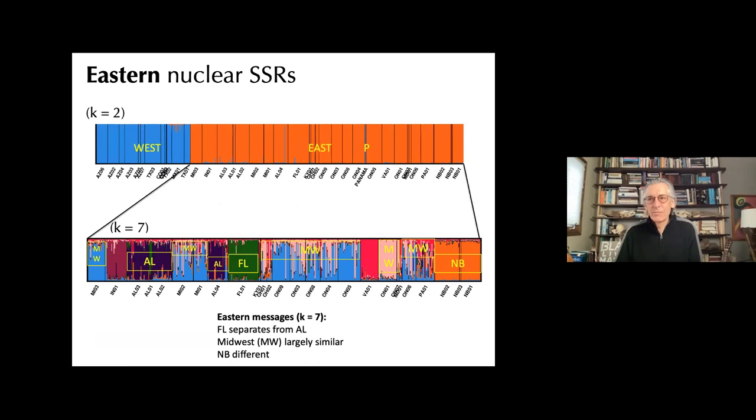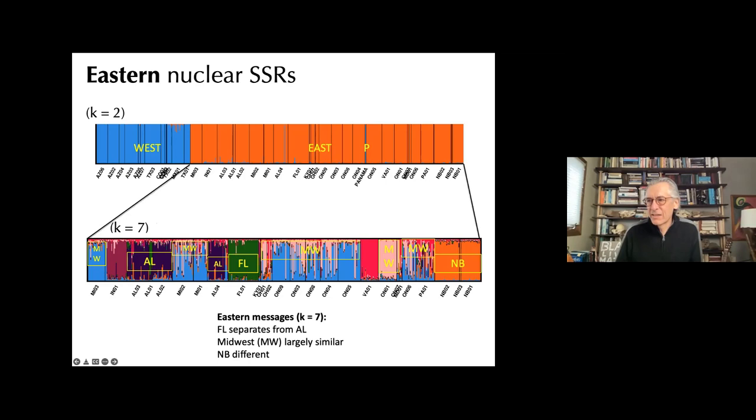So one can just keep looking at these, and that's a lot of fun, but it's sort of tough to get a lot of clear information sometimes when you just keep increasing the number of groups. But if we look in just the East and increase the number of groups to say 7, then we find that they fall out in a particular way.